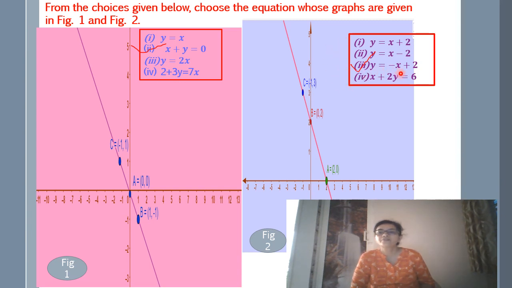Take point B as we took previously. Replace x with 0. You get 0 plus 2, y is equal to 2. Yes, here also y is equal to 2 in the coordinate. Then take x is equal to minus 1. Now replace x with minus 1. What will you get? Minus of minus 1 is equal to plus 1. So plus 1 plus 2 is plus 3. Yes, it is working. Here the y coordinate is also 3. Similarly, you try point A also, and you will definitely get that equation 3 is the relevant equation for our graph.